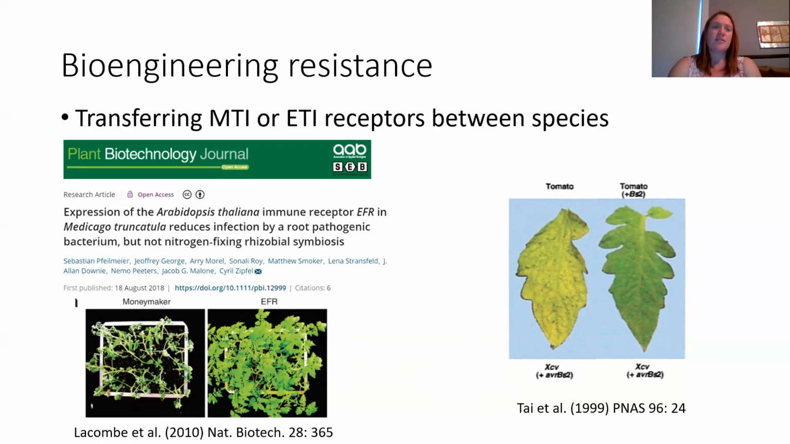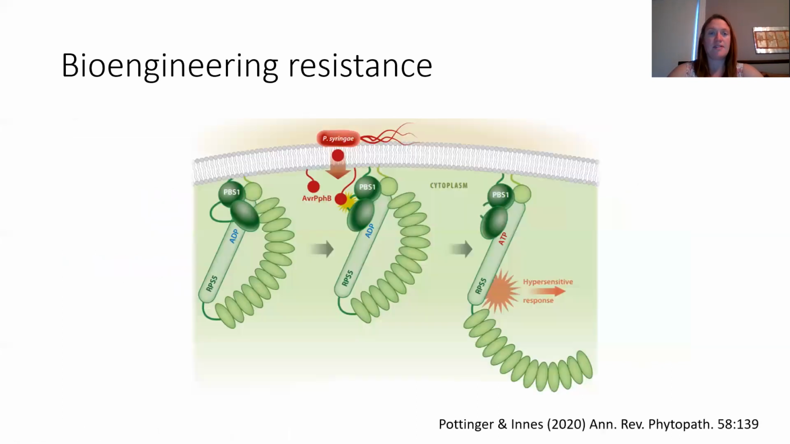And actually, the interesting thing about this too is that if you transfer that EFR, you see more disease resistance, but you don't see any changes in rhizobial symbiosis in the roots. And so, again, not all MTI receptors are the same. They work sometimes with some pathogens, and they don't actually inhibit symbiosis, which is pretty interesting. We also have transfer, for example, here of an R gene. This is the BS2 R gene, which is transferred from pepper into tomato, and you can see that there's bacterial resistance here. So this is a successful strategy.